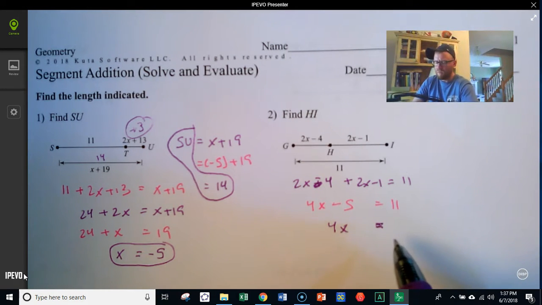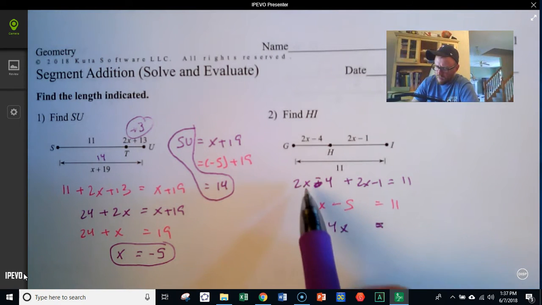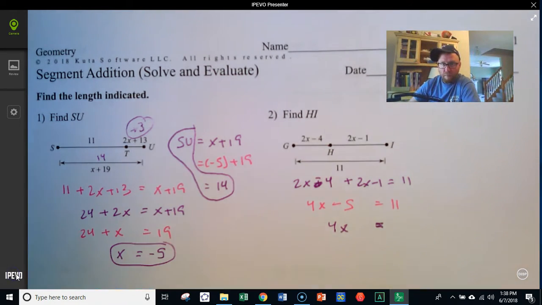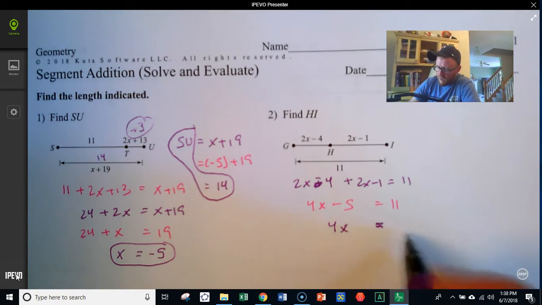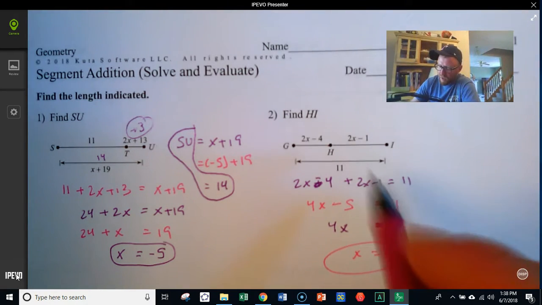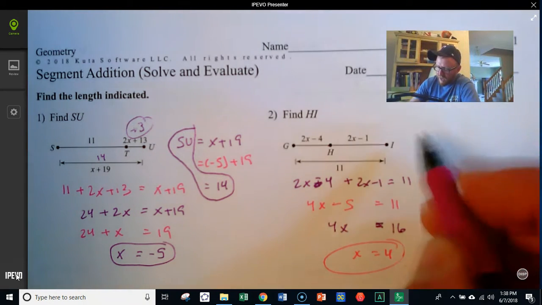Equals, oh, wait a minute. Alright, I had a brain fart there. Add 5 to both sides and we get 16. Divide by 4 on each side. x equals 4.